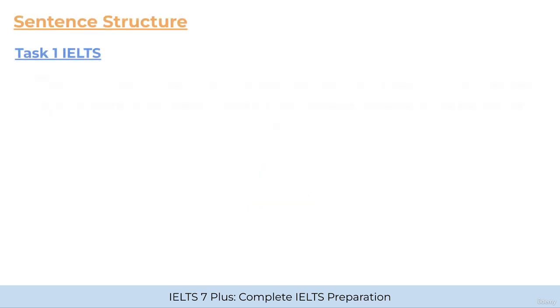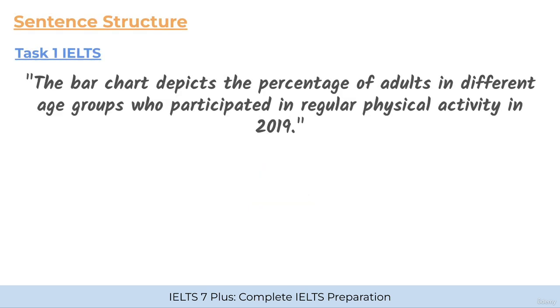Okay, so let's think about some practice then. We've got a sentence and it's up to us to decide what type of sentence it is. So, for example, the bar chart depicts the percentage of adults in different age groups who participated in regular physical activity in 2019. Oh, okay, it's quite long, but we want to figure out, okay, is it simple? A subject verb. Well, we've got the bar chart depicts.